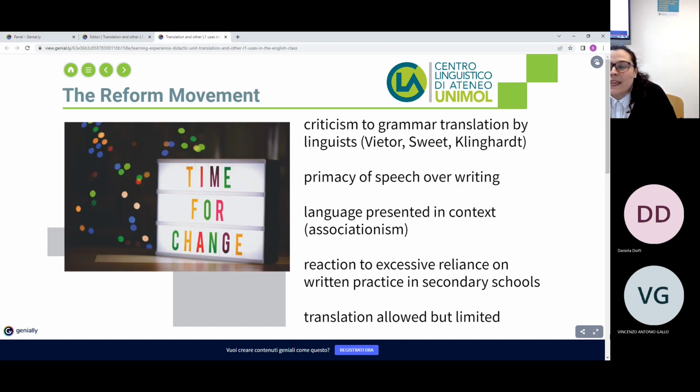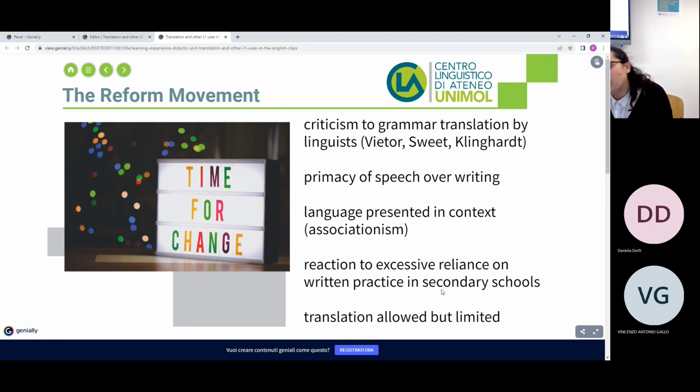They started in the USA, and they started at the same time as the Reform movement. The Reform movement started in the academia, trying to give more importance to speech over writing. So you don't want to write everything. The language needed to be presented in context. And this was a reaction and a criticism to the grammar translation method that was primarily used in secondary schools. So we're talking about 1882, and that was the method.